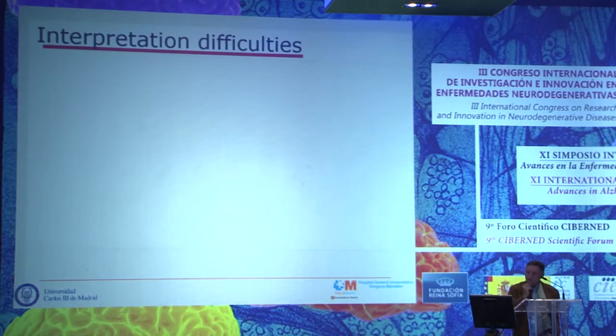To end up, I'd like to discuss a little bit some of the problems which are beyond the machinery and beyond the software, which are related to the interpretation of image data. Imaging, as is obvious, means localization. So we are using imaging because we think that things are happening in a certain place in the brain, okay?